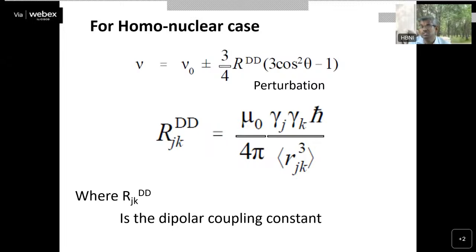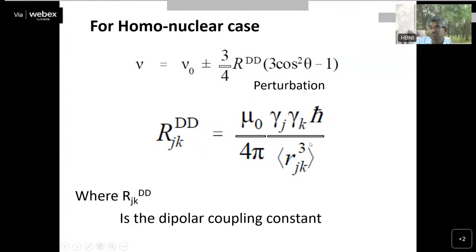So if you see the frequency in the case of a homonuclear case, you will get an expression. If you solve that equation, based on quantum mechanics itself, this equation has been derived. So frequency is nothing but nu 0 plus or minus 3 by 4 into RDD. This is the term introduced by the dipole-dipole interaction, which is nothing but the perturbation. And this perturbation is nothing but the dipole-dipole coupling constant. So the dipole-dipole coupling constant is given by this expression RJK. J is one nucleus and K is another nucleus. You can see here the RJK is a parameter which is inversely proportional to R cube, where R is the bond vector or the distance between the nuclei.